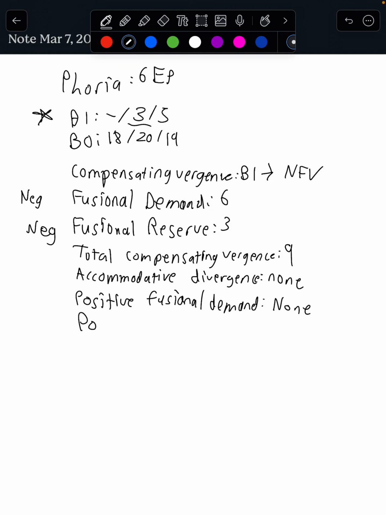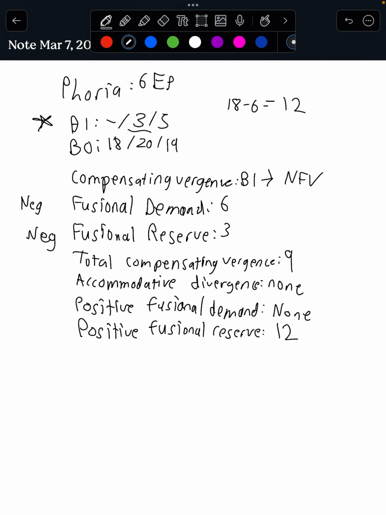And then how about the positive fusional, I forgot how to spell, sorry, fusional reserve. In this case, you look at positive fusional, so that's the base out this time. We look at the first number for the reserve, but we don't simply use that number. We're going to take this number and subtract it from the phoria. So we're going to do 18 minus 6, and that's 12. So the positive fusional reserve is 12.